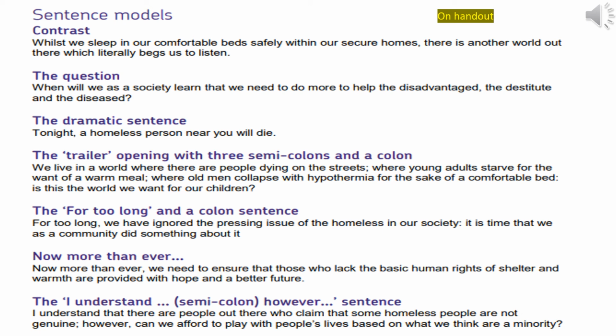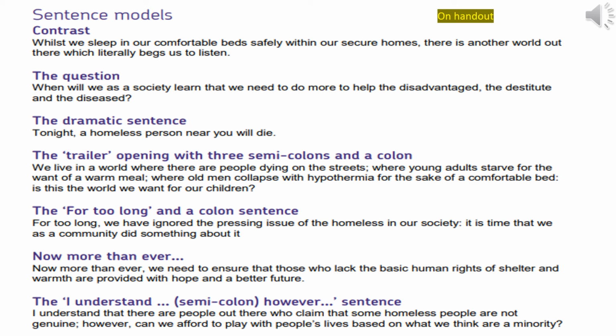The question: when will we as a society learn that we need to do more to help the disadvantaged, the destitute and the diseased? Notice the alliteration in there. The dramatic sentence: tonight a homeless person near you will die. The trailer, opening with 3 semicolons and a colon.